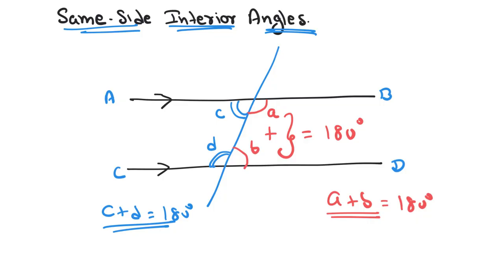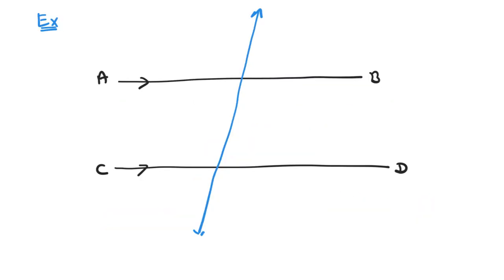Let us now try a problem. Let us try to figure out all the 8 angles given that this angle is 50 degrees. Okay, if this is 50 degrees, can you tell me how much will this angle be? It will be 50 degrees. Good. Why? Because they are corresponding angles.